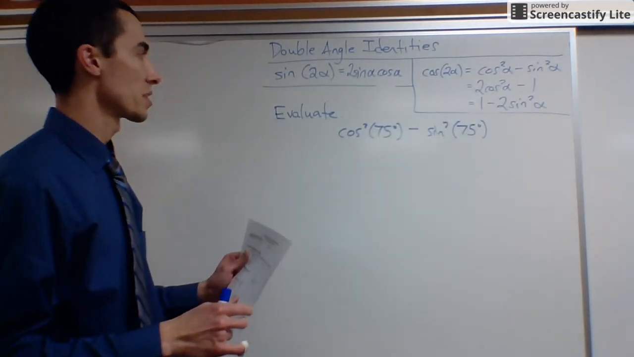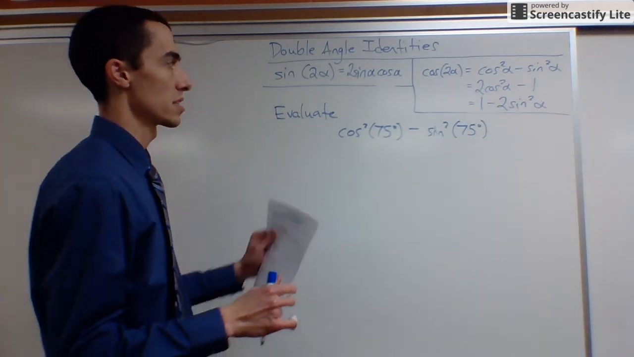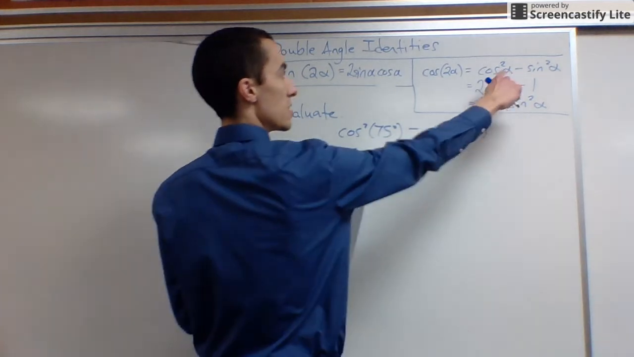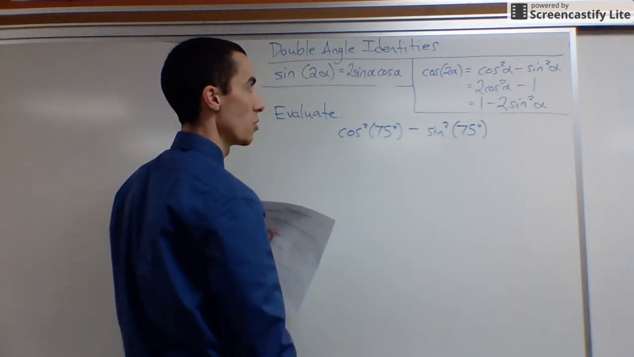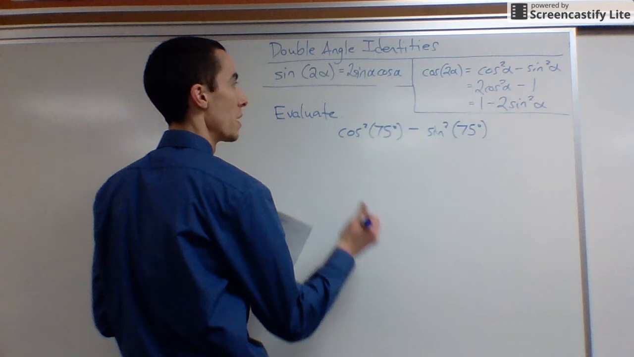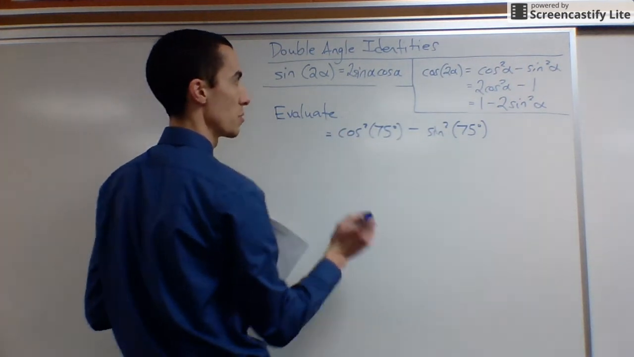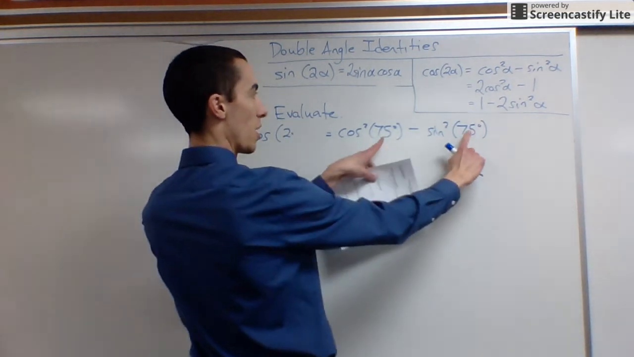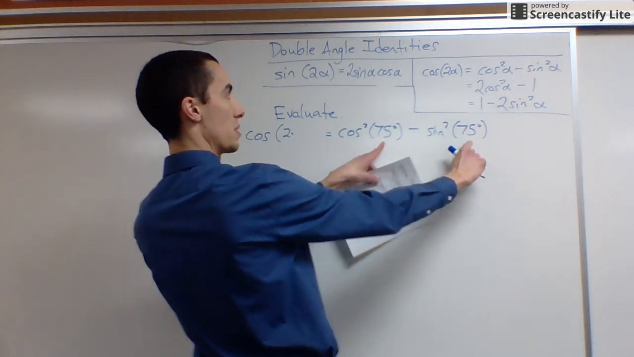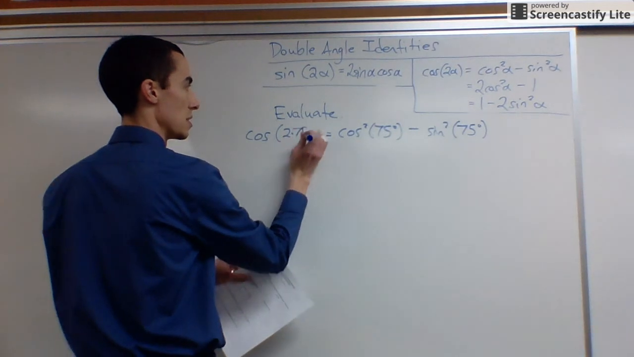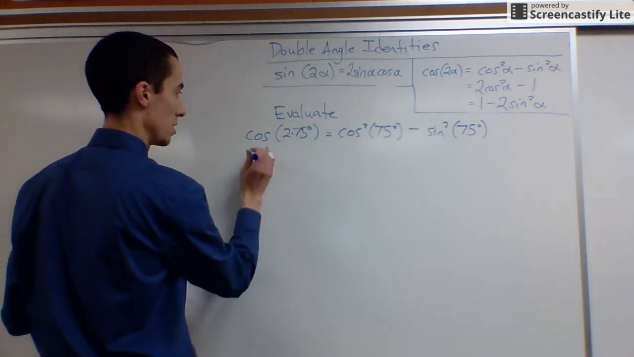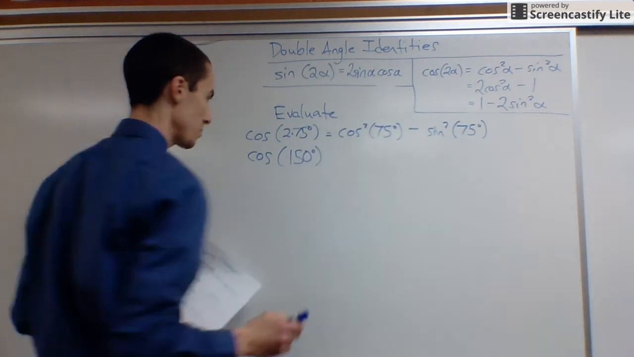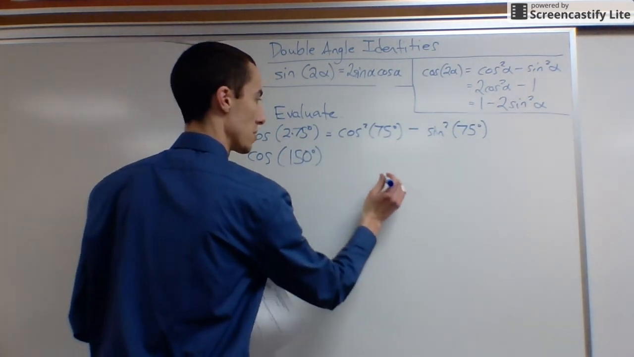Next, we need to evaluate the cosine squared of 75 degrees minus sine squared of 75 degrees. I look at this and I see that that is a lot like my first version of the cosine of double alpha. So what I can do is rewrite this as the cosine of 2 times our alpha. Our alpha here is 75 degrees, and so that would be 2 times 75 degrees. In other words, that is the cosine of 150 degrees.